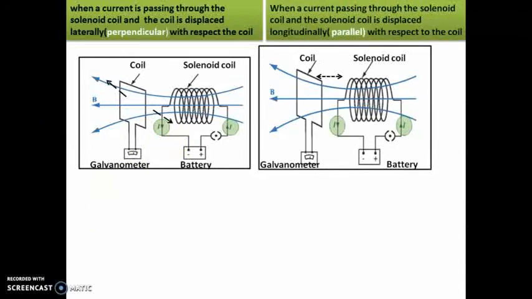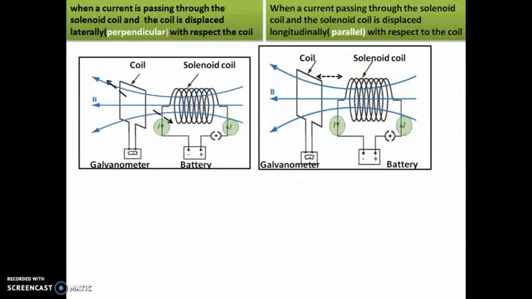Then second case, again the current is passing through the solenoid coil and now I am moving the solenoid coil parallel, that is longitudinally with respect to the coil. That is this way. Here I was going up and down, that is perpendicular, and here I am going the parallel distance. In that case also, what Faraday saw was a deflection in the galvanometer.